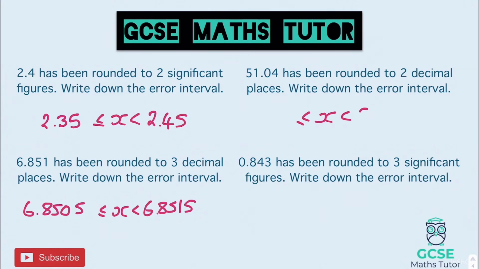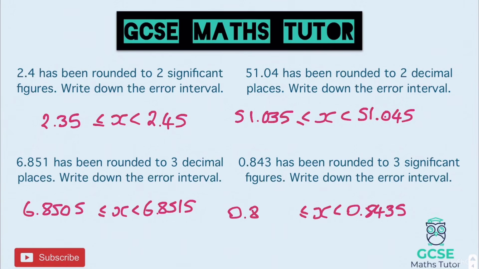Okay, so 51.045 on the end, and then 51.0, drop the 4 down to a 3, 5 on the end. And then the one below, let's have a look, last one here, 0.8435 on the end, and 0.84, drop it down to a 2, 5 on the end. There we go, you can kind of see there's a massive pattern that appears obviously when we've got decimals involved.